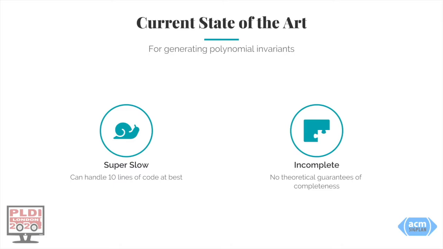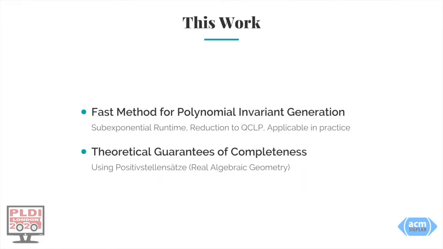Previous works on polynomial invariant generation can be divided in two groups. They are either too costly and inapplicable to even toy programs, or are fast but do not provide any completeness guarantee at all. In this work, we bridge this gap and present an algorithm that provides both completeness guarantees and applicability.